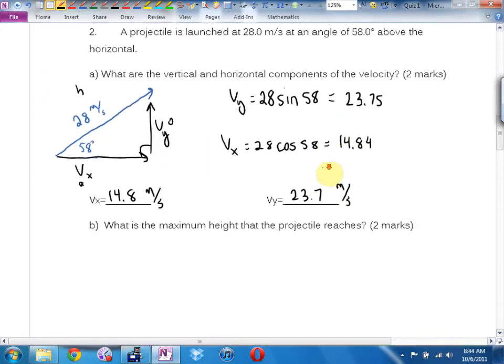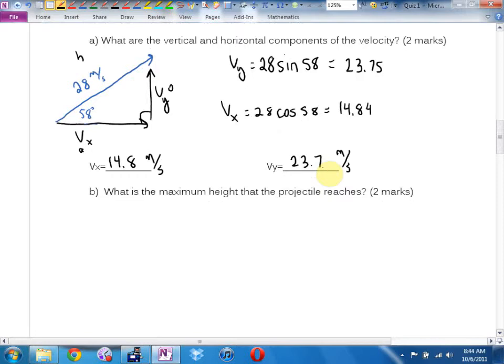What is the maximum height that the projectile reaches? Okay, they said maximum height. I'm pretty sure that means we're handling this vertically. I'm pretty sure that means that AY is negative 9.8. I'm pretty sure that means that VY initial is 23.75.